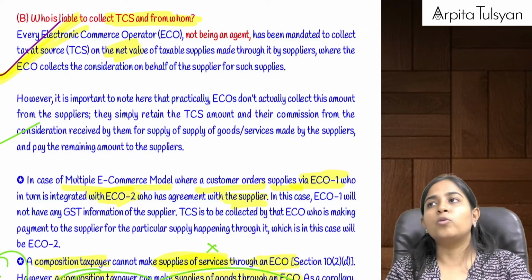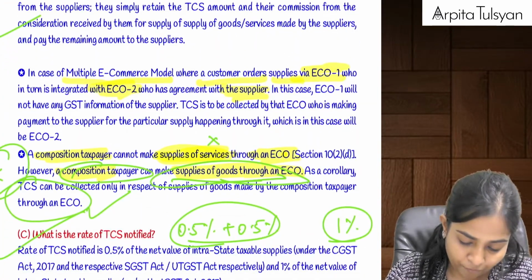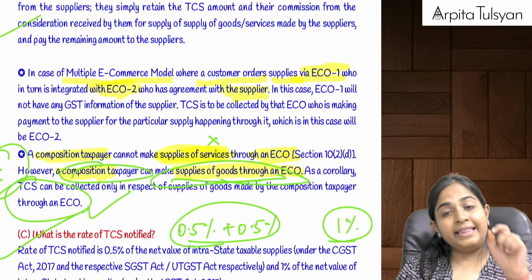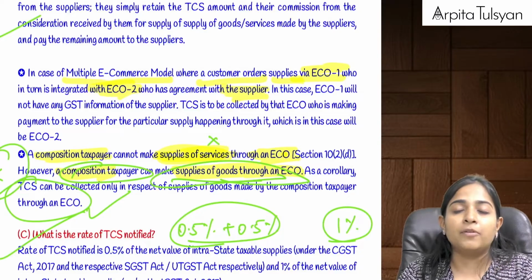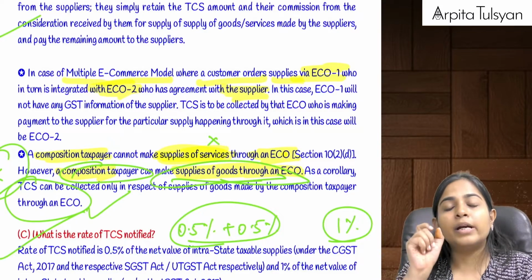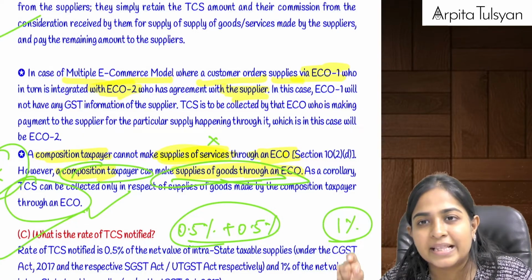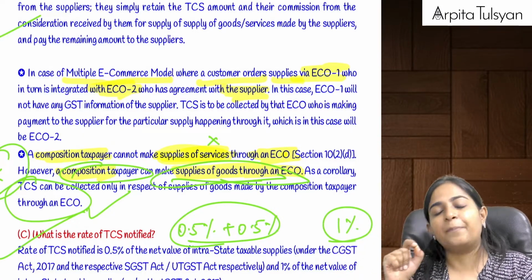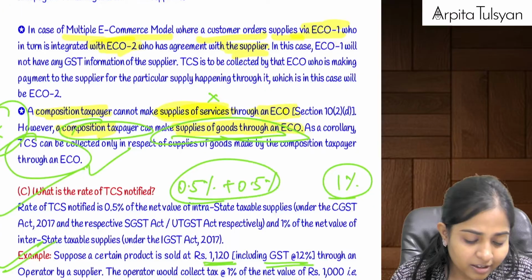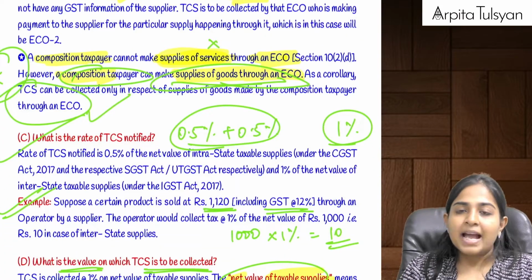If there are two ECOs in between, who will be responsible for collecting the TCS? That particular ECO will be responsible for collecting the TCS, who is ultimately passing the money to the supplier, who is ultimately making the payment to the supplier. That person will be liable for the TCS provisions. Are you clear with this?